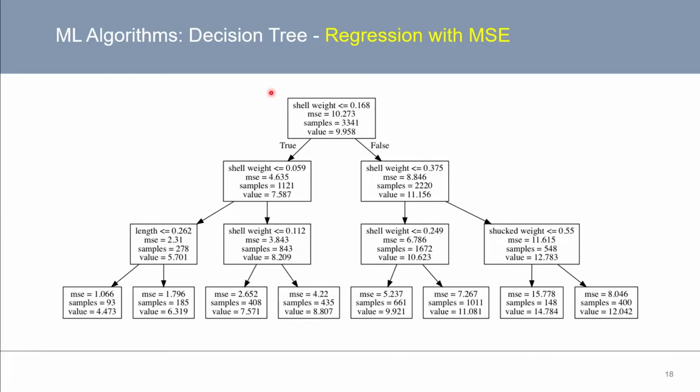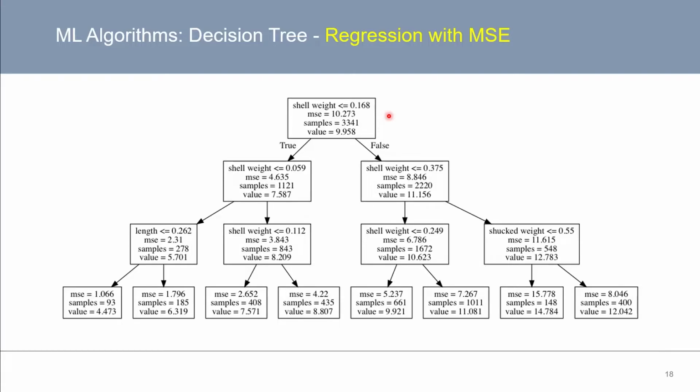Within each node represented by boxes here, at the top we have the feature and threshold value used to conduct the split. So here, shell weight less than or equal to 0.168. Below it, we have the mean squared error, a regression metric we discussed in our last video. Within each node, this value represents the mean squared error between all instance outcomes within the node and the average outcome value of all the instances in that node.